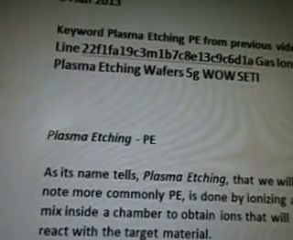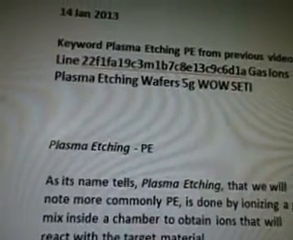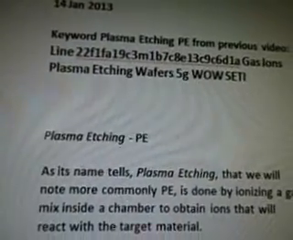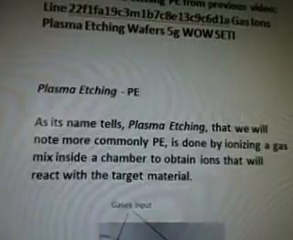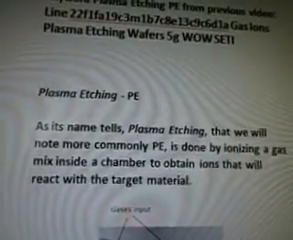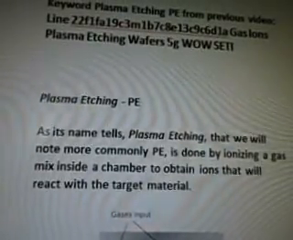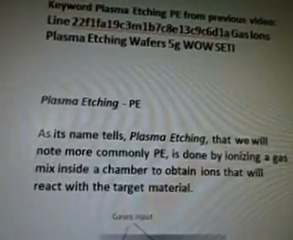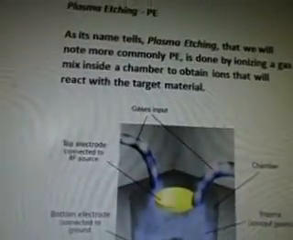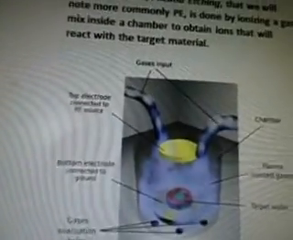So January 14th, 2013, today's date. Keyword plasma etching PE from the previous video, line 22f1fa19c3m1b7c8e13c9c6d1b gas ions, plasma etching wafers 5G Wow Seti. So this is plasma etching PE.